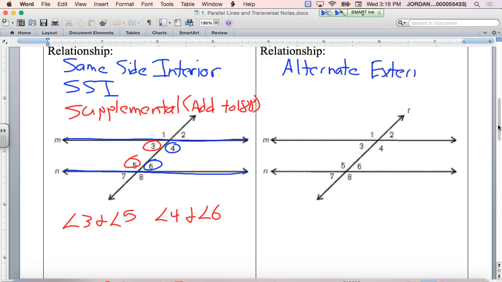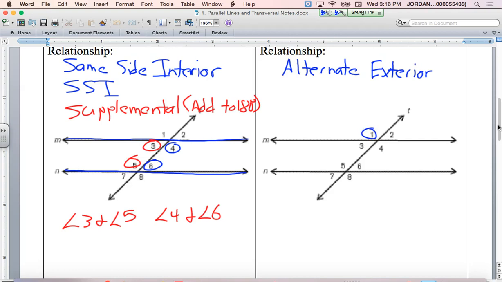Alternate exterior angles. And these, again, using the terminology we know, exterior means they're on the outside of the railroad tracks. Alternate means they're on alternate sides of the transversal. So not the same side, now the alternate side. So on the exterior, we have angle 1. All right. On the other exterior side, we have 7 and 8.